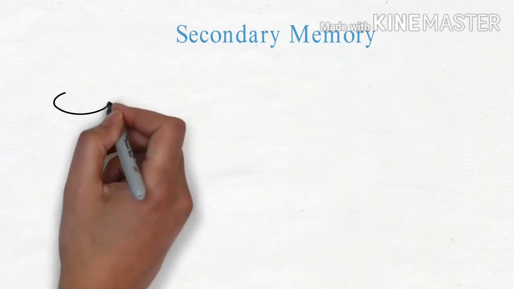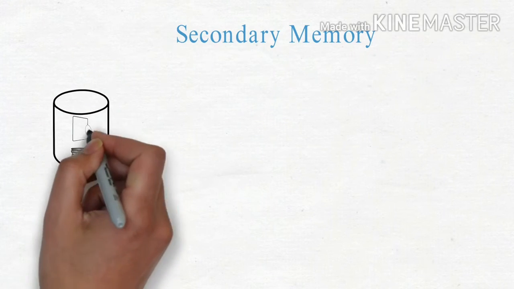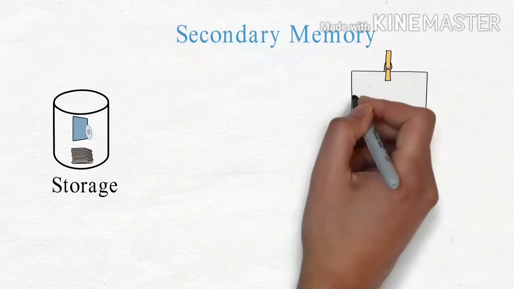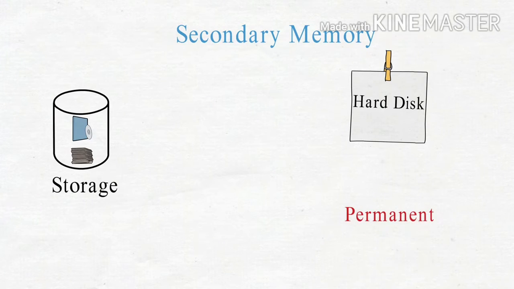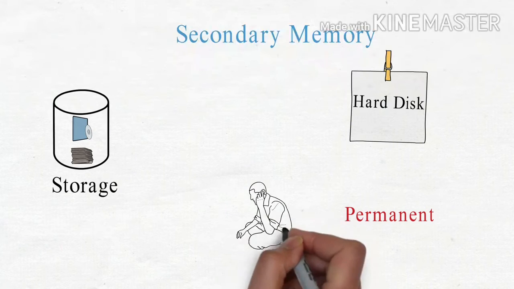Secondary memory is used to store a large amount of data. It is also called the hard disk. The data in the hard disk remains permanent. The user can use it anytime when required.